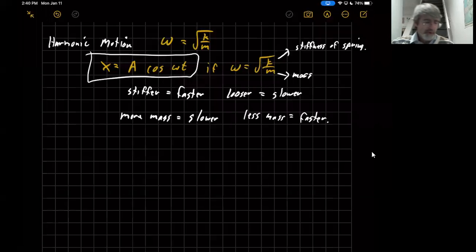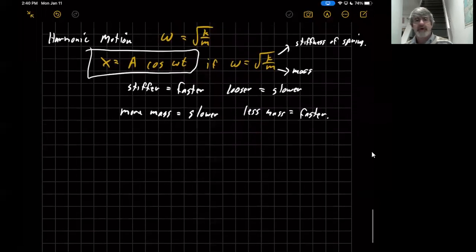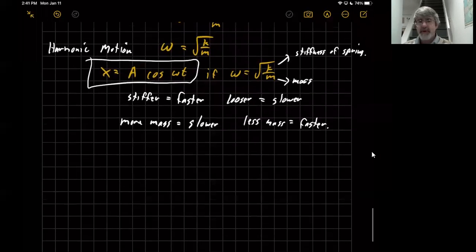Hello. This is where we had left off in class on Monday. We were looking at a horizontally oscillating spring across a frictionless surface, so it wouldn't be slowed down by the surface at all. And we had determined that the equation of motion should be given by x equals A cosine omega t, where omega would have to be the square root of k over m. And so omega is called the angular frequency or angular velocity. Either one is okay, but do include the word angular in front of that.